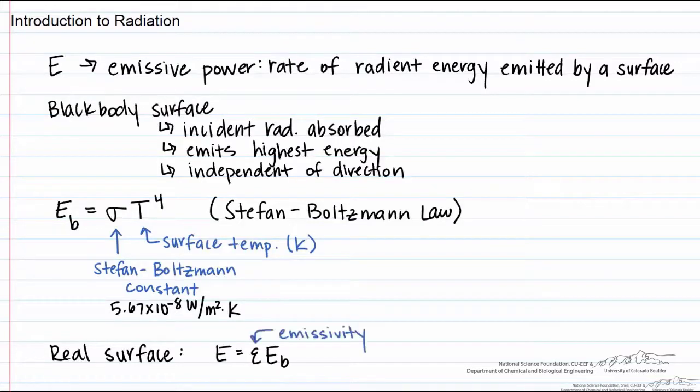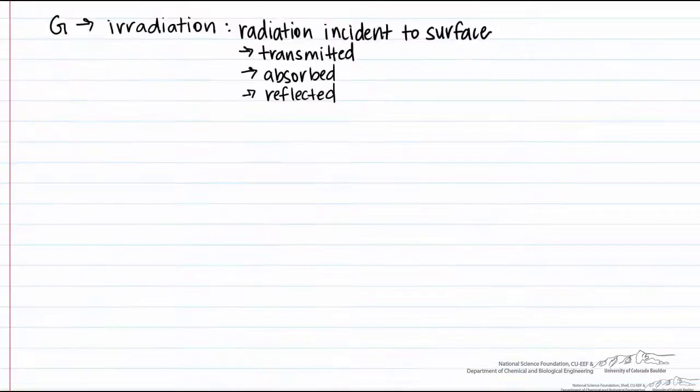This can range from 0.02 for highly polished metals, technically all the way to 1. So we can look at the emissivity as a correction factor from a black body to a real surface.